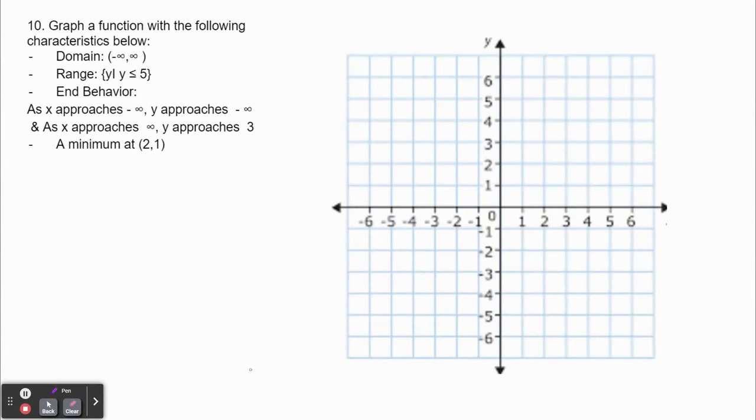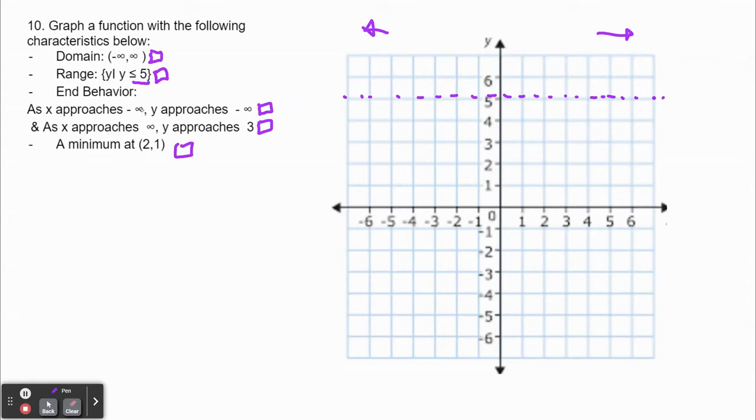Here we're asked to graph a function with the following characteristics, and we've got 5 things that we've got to deal with here: domain, range, 2 end behaviors, and a minimum. So the domain, we know, means that it's going to go on forever to the left and the right. The range tells us that y is going to be less than or equal to 5, so it's not going to go over this, but it is going to hit 5 because it's equal to 5.